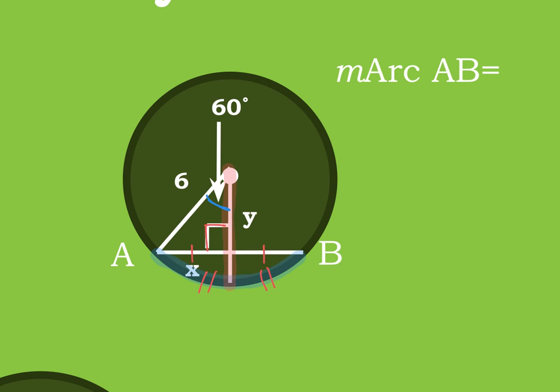Do you agree that this is 60? What does that have to do with that one? Do you see how this arc is formed by this angle? If you extend this 60 out, doesn't it form that arc? Yeah. So this is also 60 degrees.